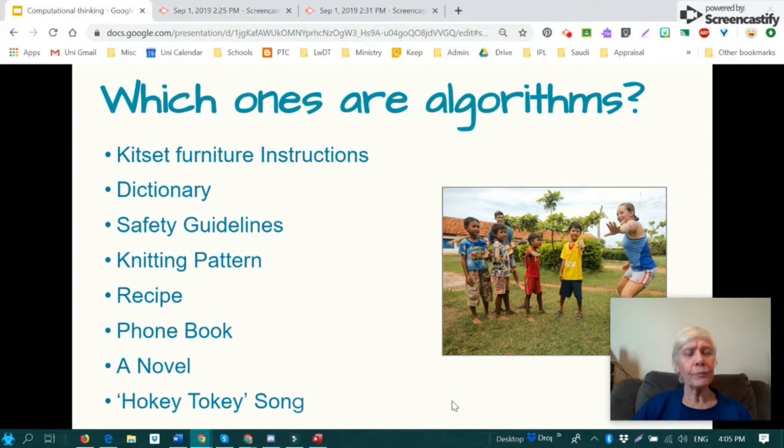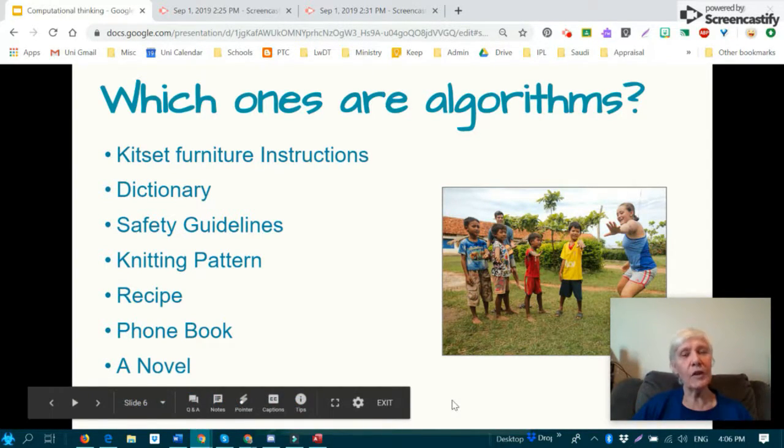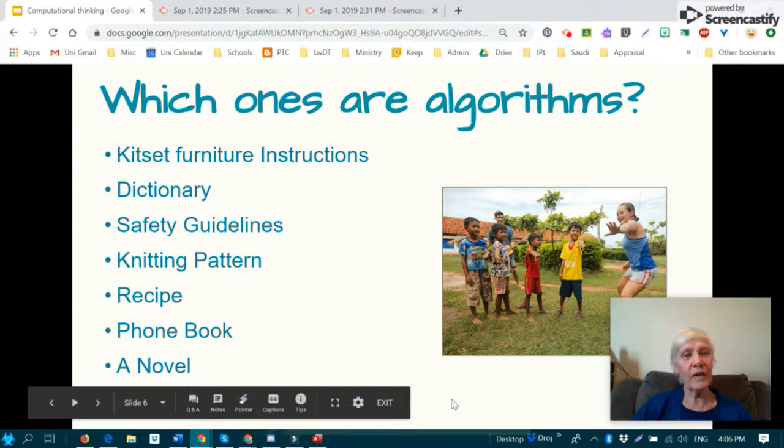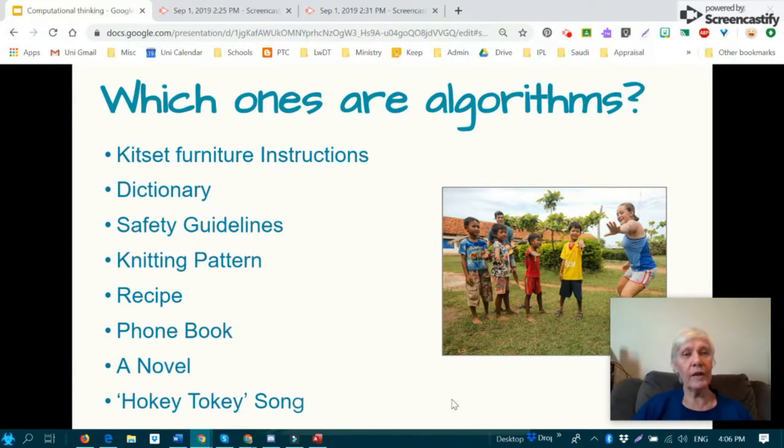Okay, so kit set furniture instructions, of course, a very good example of an algorithm, very step-by-step and order matters. Dictionary is a confusing one. A lot of people get confused because you're actually using an algorithm when you use a dictionary. So you're using your knowledge of alphabetical order, and if you know that the word starts with M, you'd know that it was near the middle of the book. If you were using a letter like B, you'd know it was near the beginning and so forth. But the dictionary itself isn't an algorithm. The dictionary is just a list of words in a particular order.